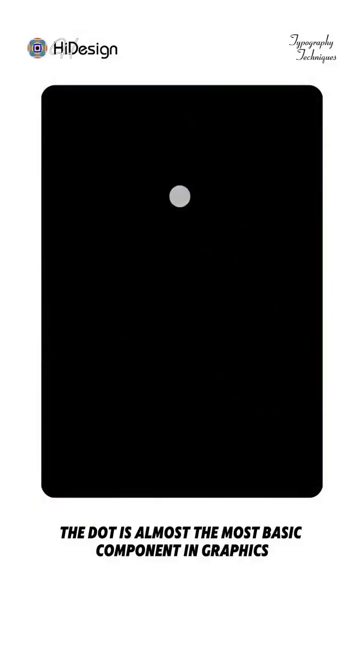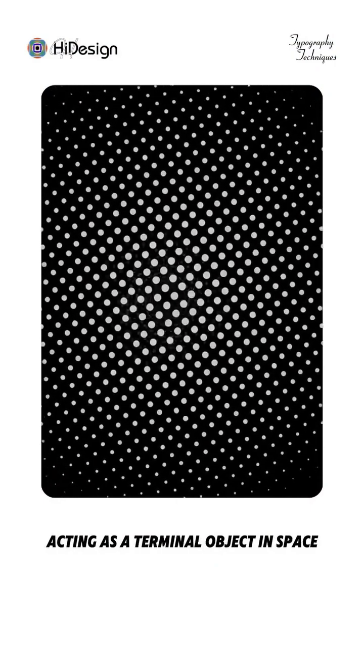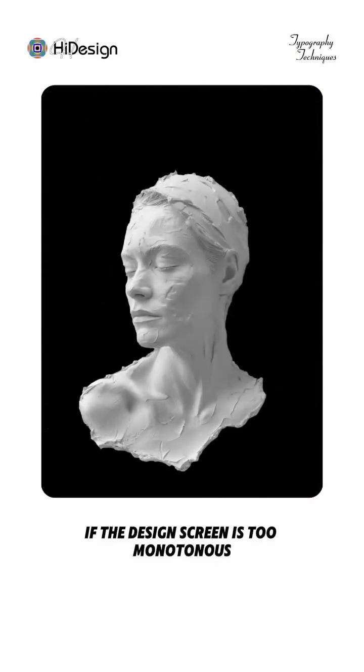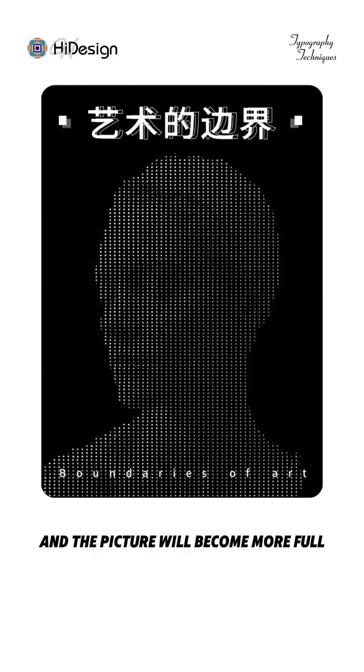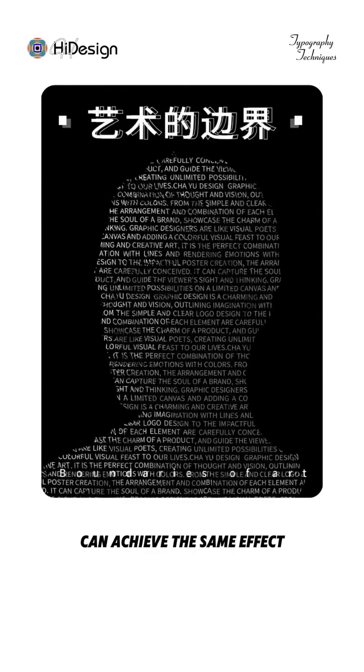The dot is almost the most basic component in graphics, acting as a terminal object in space. If the design screen is too monotonous, try using dots to form the main subject, and the picture will become more full. If there is a lot of text, replacing the dots with characters can achieve the same effect.